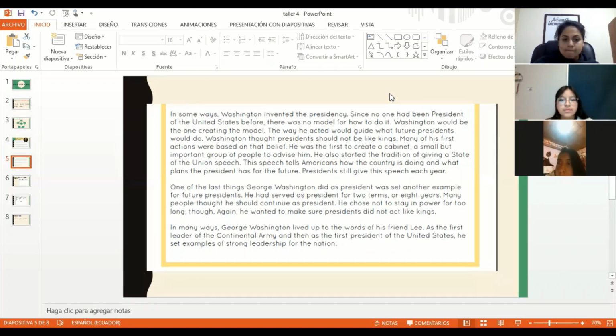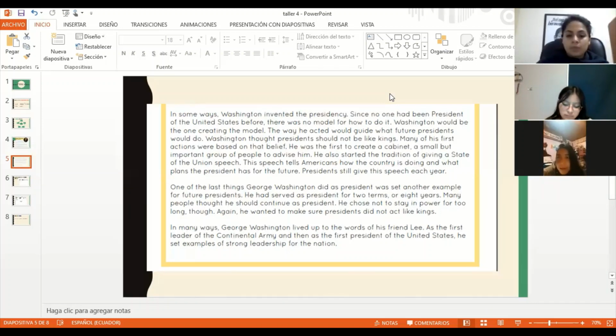One of the last things George Washington did as a president was set another example for future presidents. He had served as a president for two terms or eight years. Many people thought he could continue as president. He chose not to stay in power for too long, though. Again, he wanted to make sure presidents did not act like kings. Excellent, Jamie. And the last one, Jesse.